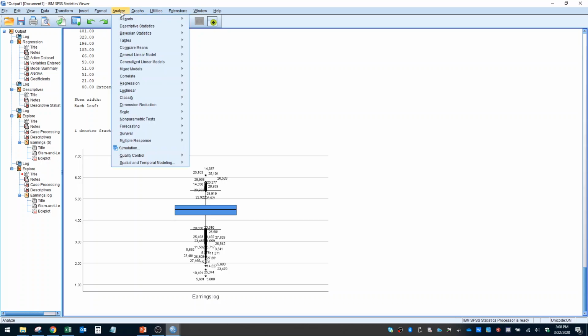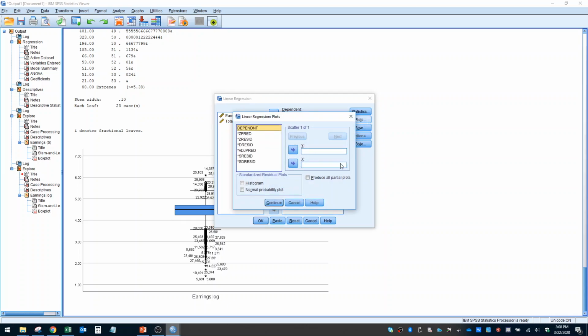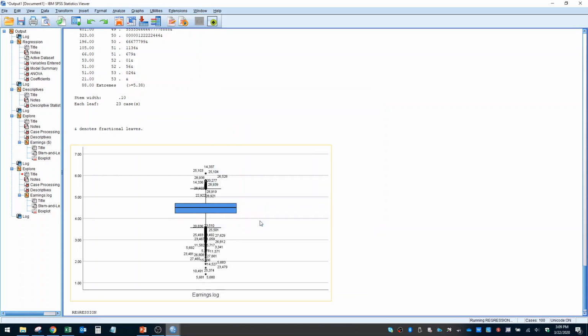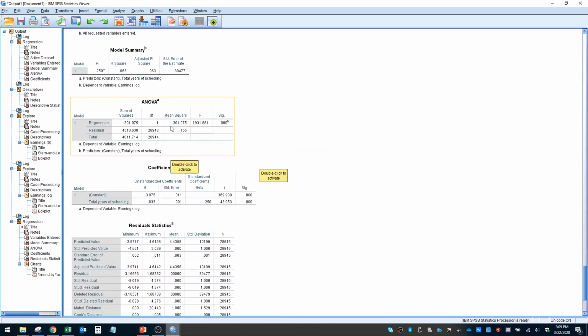And now I would run my regression, not using earnings, but using the log of earnings. And for my plots, I can look at my predicted value as the x variable and my residual. And here I have the standardized residual. And continue. Here is my new model. My R squared is now 0.063, and my correlation is 0.25.